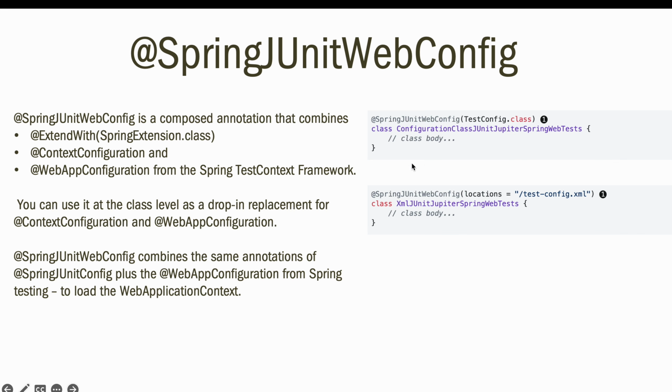On the right here, you see that we are just configuring our class with @SpringJUnitWebConfig, and we are passing it a class. And then here we are passing it a test config, which is an XML. So here we are passing it a class, then here we are passing it an XML, which means you can put your configurations in an XML file or in a class file. But I know in our modern-day Spring, the use of XML is highly discouraged. We use Java configurations instead of XML.